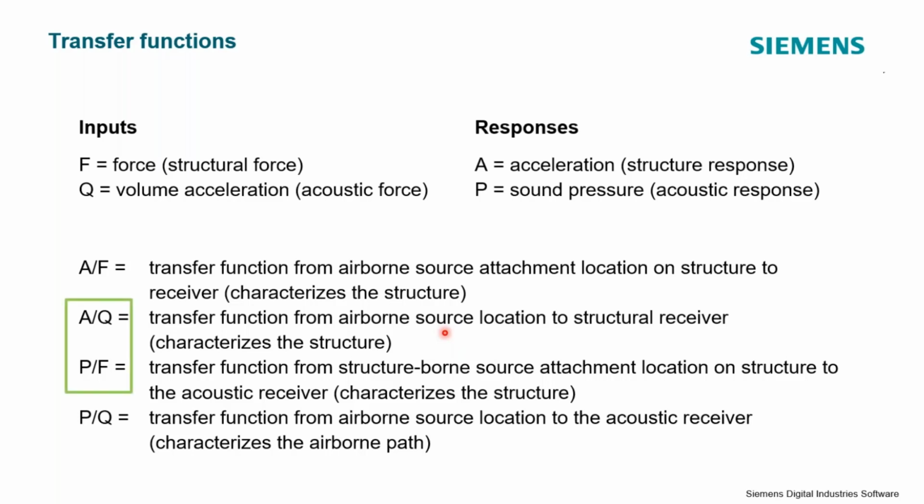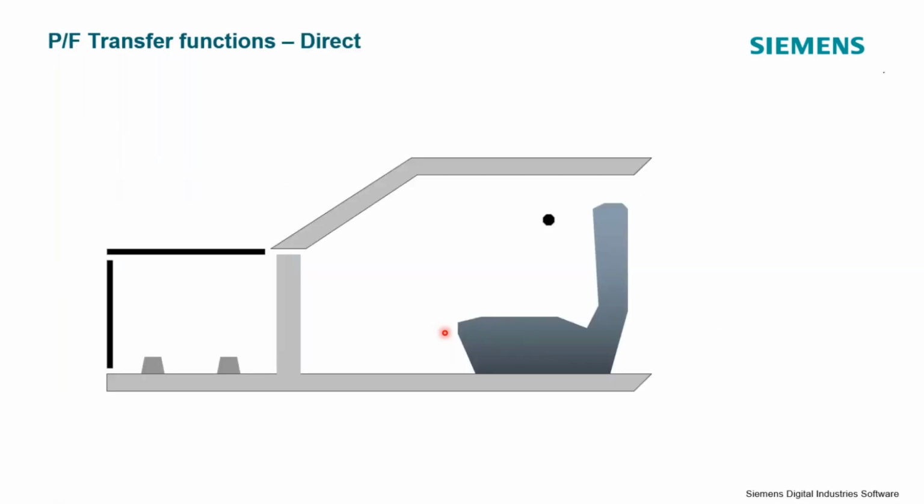We're going to see that there's a special relationship between this P over F and the A over Q. We'll take a look at that next. So, a very common measurement for a transfer path analysis in an automobile, we were just talking about. We have this receiver location, this driver's ear, and we want to understand from our engine, let's say our engine or our motor in the case of an electric vehicle, this is our source. We want to know how much engine noise gets to our driver's ear through the engine mounts.